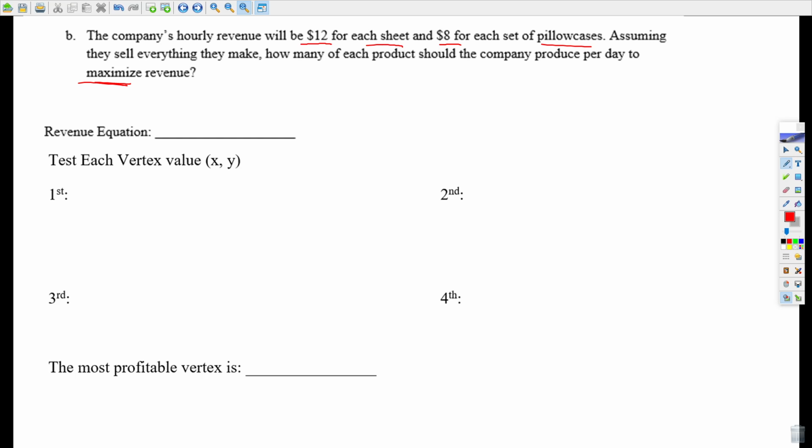Or we can use R for revenue. It doesn't matter. R for revenue. R is equal to the revenue, how much money they're going to make. They get $12 for a bed sheet. I think bed sheet was X. Plus, for every pillowcase they sell, it's $8, so 8Y. So we're going to use this equality now, and we're going to test our vertices.